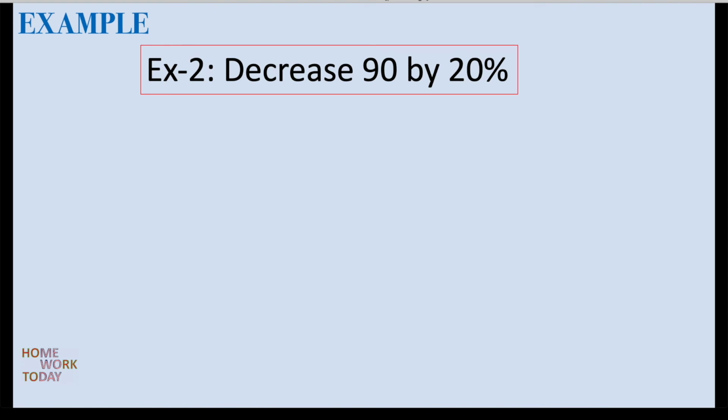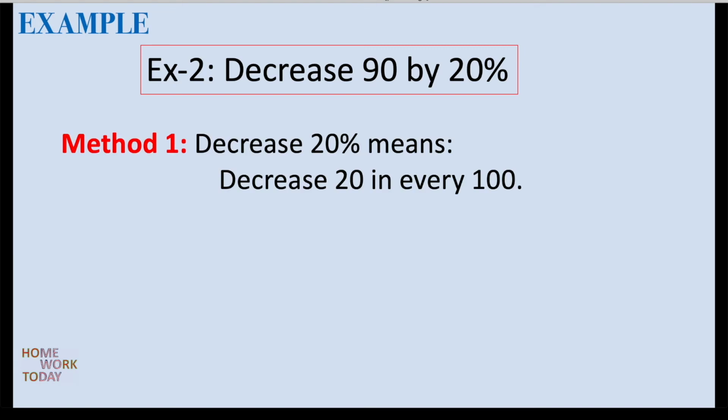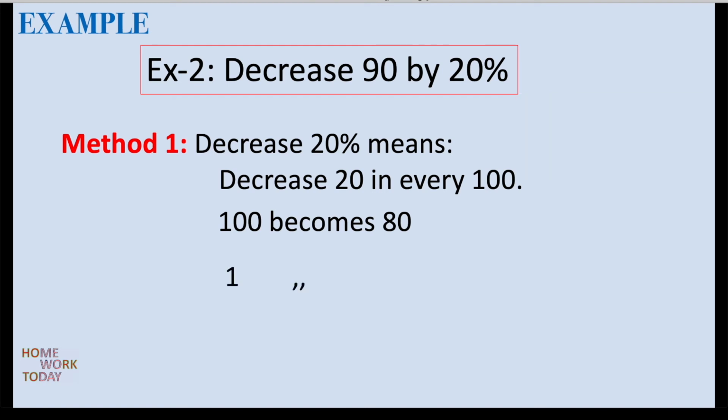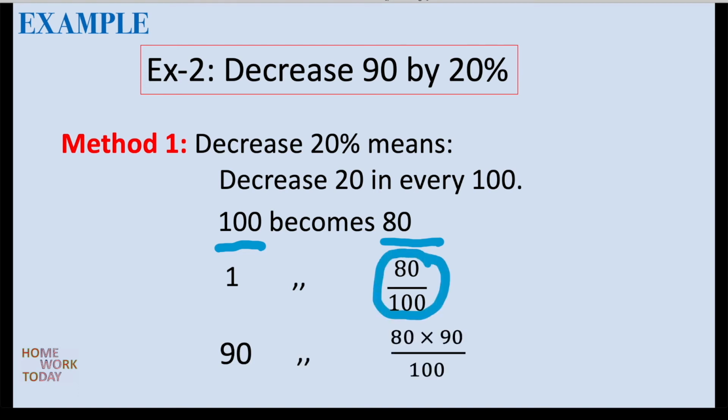Let's see another example when amount is decreased by percent. Method 1, decrease 90 by 20%. Decreasing 20% means decrease 20 from 100. So 100 becomes 80, because if we take 20 away from 100, we get 80. 1 becomes 80 over 100, and 90 becomes 80 times 90 over 100.